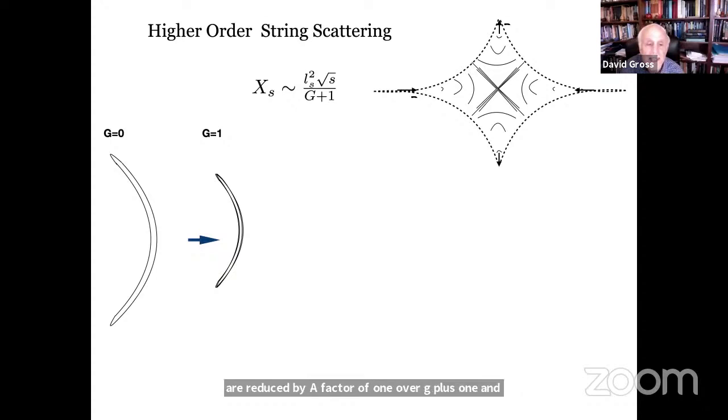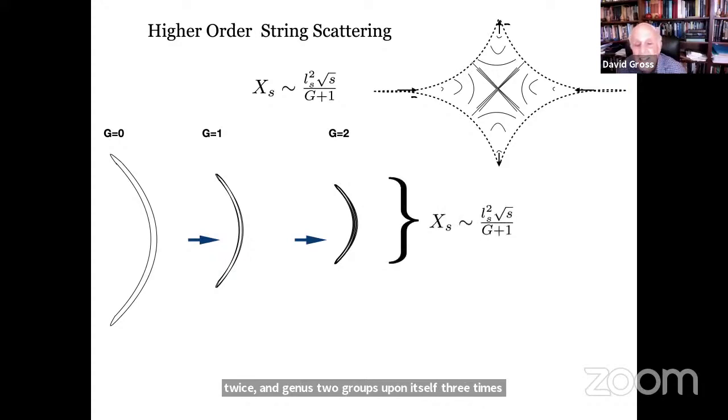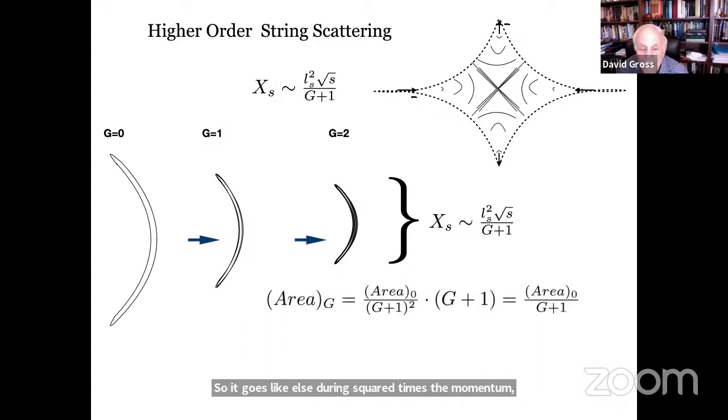In genus 2, it loops upon itself three times. In general, the size of the string decreases. So it goes like L string squared times the momentum, but is reduced by a factor of g plus 1. However, the area, therefore, decreases by a factor of 1 over g plus 1 squared, but there are g plus 1 sheets to construct this Riemann surface. So the total area of this world sheet decreases like 1 over the genus plus 1.